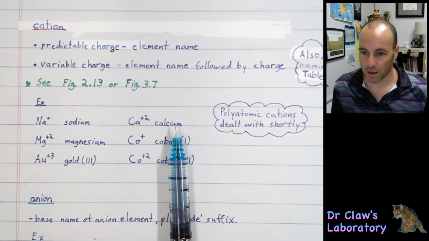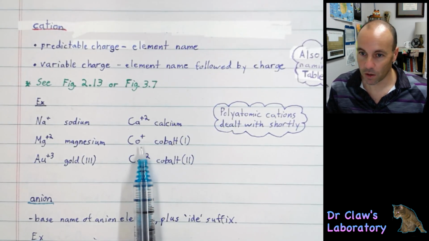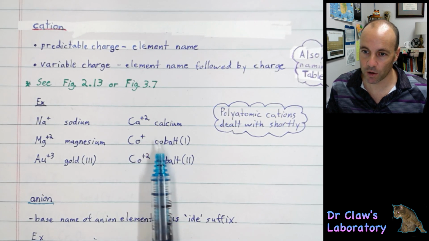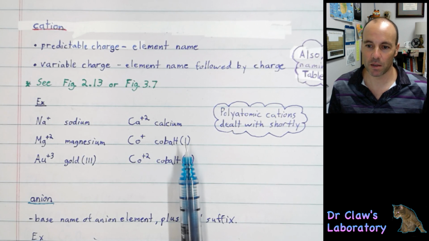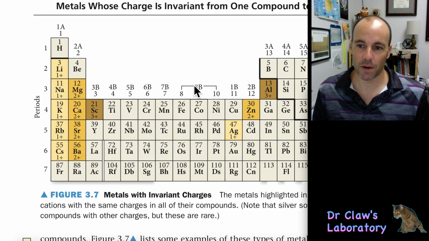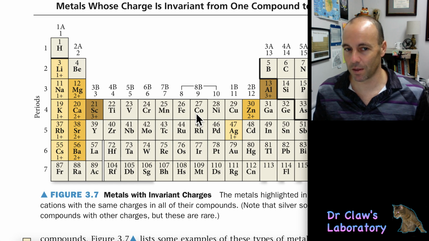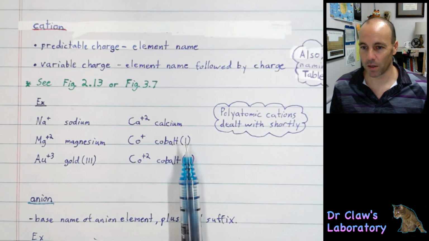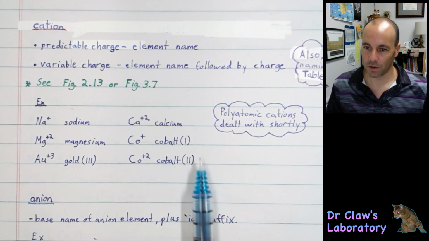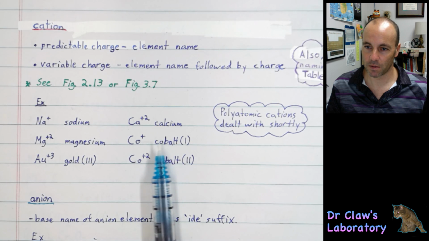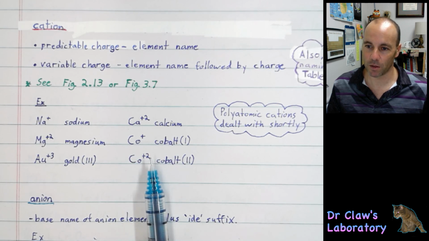And the next one is cobalt with a +1 charge. Here I have to indicate the charge in parentheses, and that's because cobalt is in the variable charge section right there. Element 27, sometimes there are cobalt +1s, sometimes there are cobalt +2s. So the exact one needs to be indicated. You see there's the cobalt +2. This is the difference, right? This one's called cobalt 1, this one's called cobalt 2.